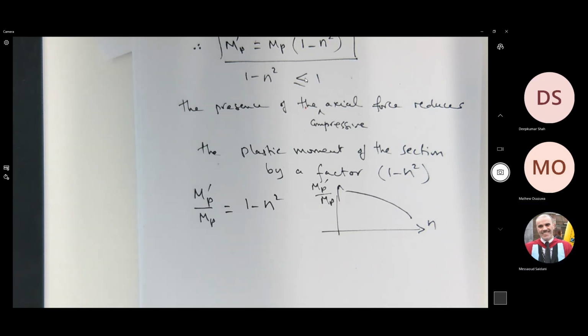Okay. I think I've got an example somewhere. Let me see if I can find it.